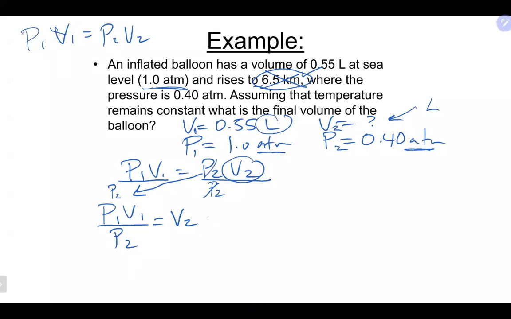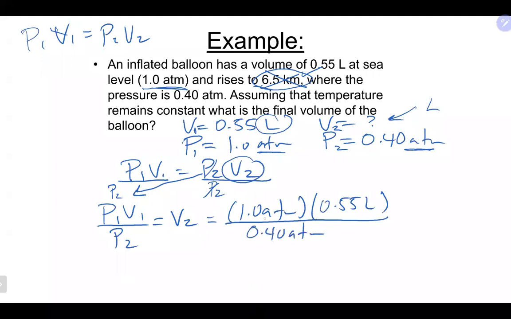At this point, we just want to put our numbers in the correct spots. Our P1 is 1 atmosphere, our V1 is 0.55 liters, and our P2 is 0.4 atmospheres. The atmospheres will cancel. We're basically taking 0.55 times 1 and then dividing by 0.4, which gets us 1.4 liters as our answer. Any questions on that?